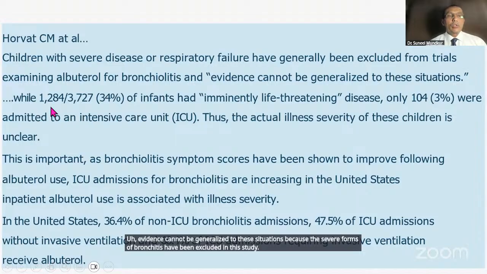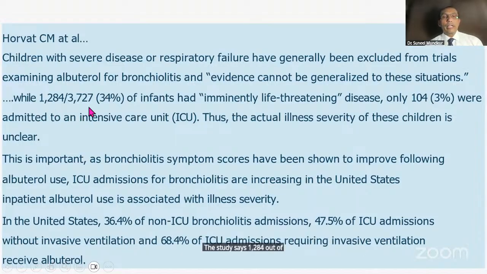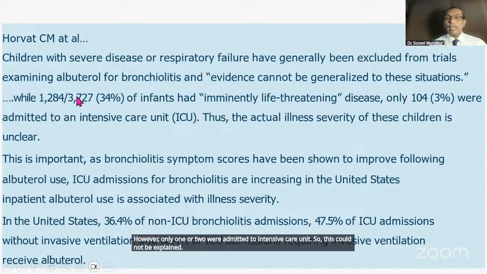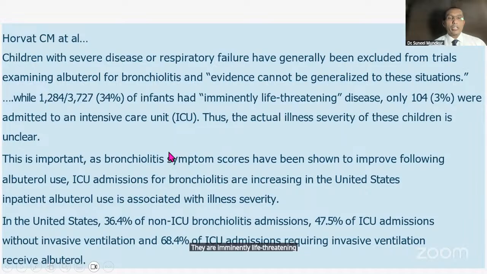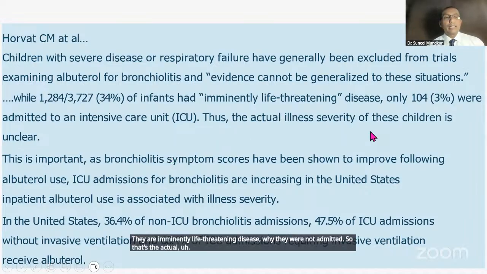The study says 1,284 out of 3,727 infants had imminently life-threatening disease. However, only 104 were admitted to the intensive care unit. So this could not be explained. If they had imminently life-threatening disease, why were they not admitted? Thus the actual illness severity of these children is unclear.